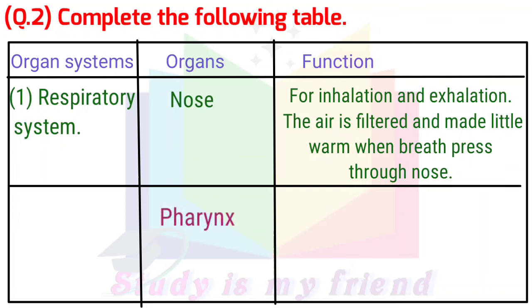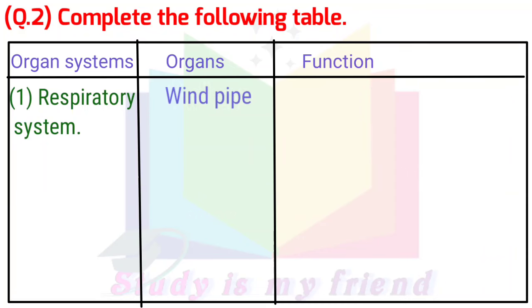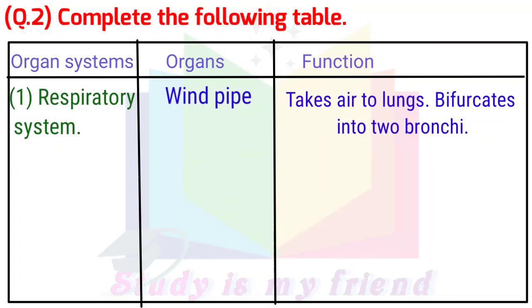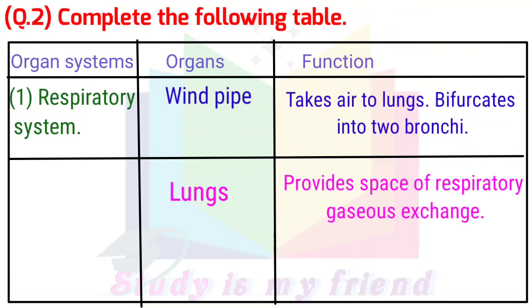Organ: pharynx. Function: common passage for food and air, leads to trachea and oesophagus. Organ: windpipe. Function: takes air to lungs, bifurcates into two bronchi. Organ: lungs. Function: provides space for respiratory gaseous exchange.